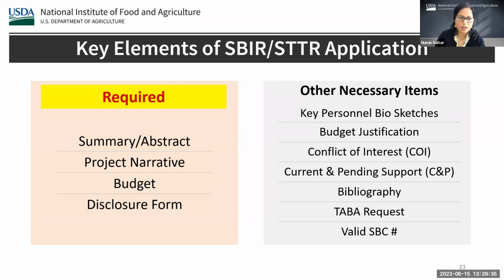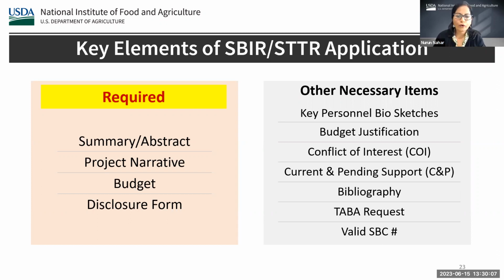What are those items? Number 1, you have to have in your application the project summary or abstract. That's a must. The second one is the project narrative. The project narrative answers all of those questions that we have been discussing, and we'll go into a little more detail. So the project narrative is a really required document. Number 3 is your budget, because we need to know what your budget looks like, whether it is within our budget limit, and what you are asking for.